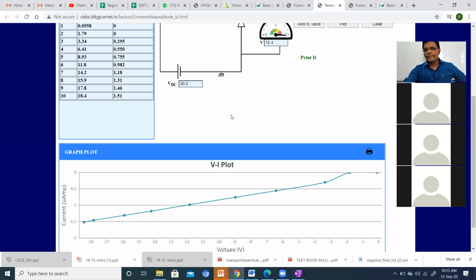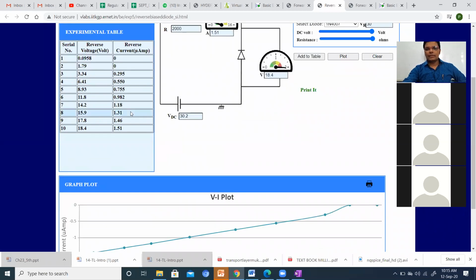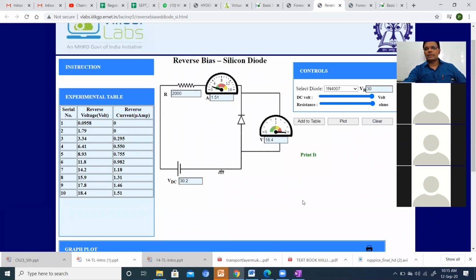Okay, guys, please take screenshots of these two also. That is a tabular column, please add this tabular column to the observation. Note down the values and draw the graphs. After conducting the experiment, we have to draw the graph, and from that graph we have to measure the values. How can we measure the values? I will explain in the next class, Nana.